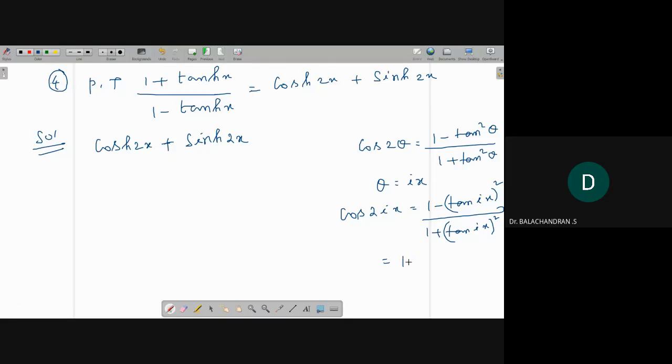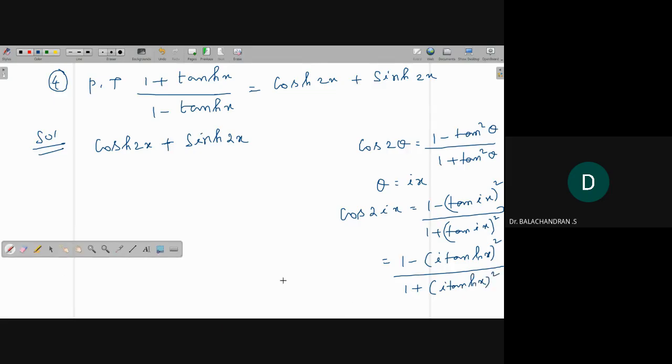So 1 minus tan ix. Tan ix is what? i tan hx, whole square, divided by 1 plus tan ix is i tan hx, whole square. So please tell what you are getting from this. 1 plus i square is minus, so minus plus tan h square x, divided by 1 minus tan h square x.